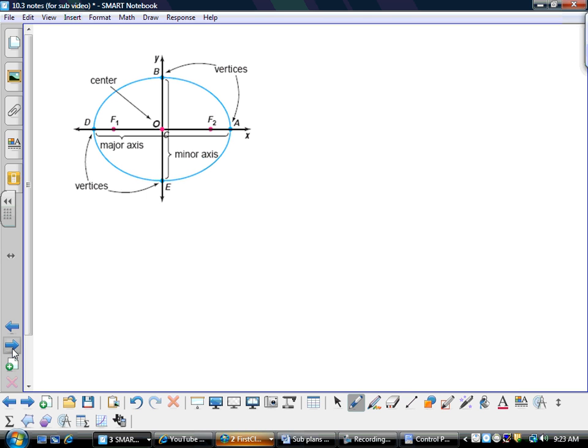There's another picture just real quick of what the labeling would look like if it was a horizontal ellipse. In that case, the major axis runs left and right. The longer direction is left and right. The shorter one, the minor axis, is running up and down. But the vertices and the foci are all still in the same spot.